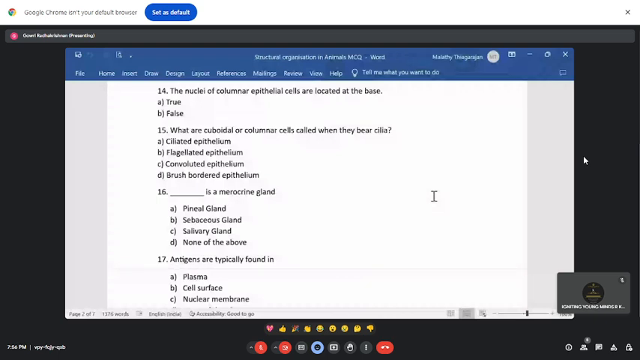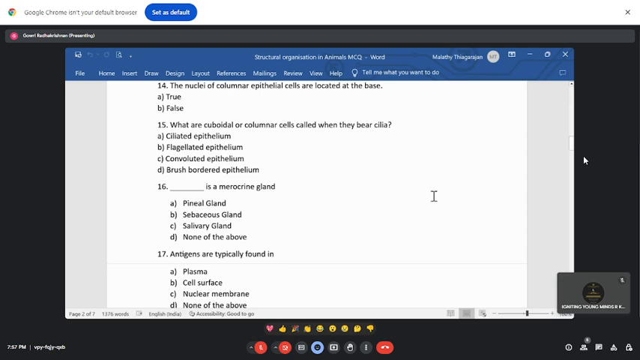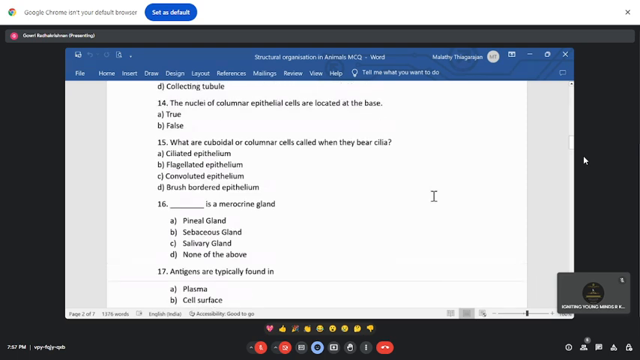Actually, this columnar epithelium is a single layer of tall, slender cells. It is found in small intestine and stomach. And the nuclei are present at the base of these cells.